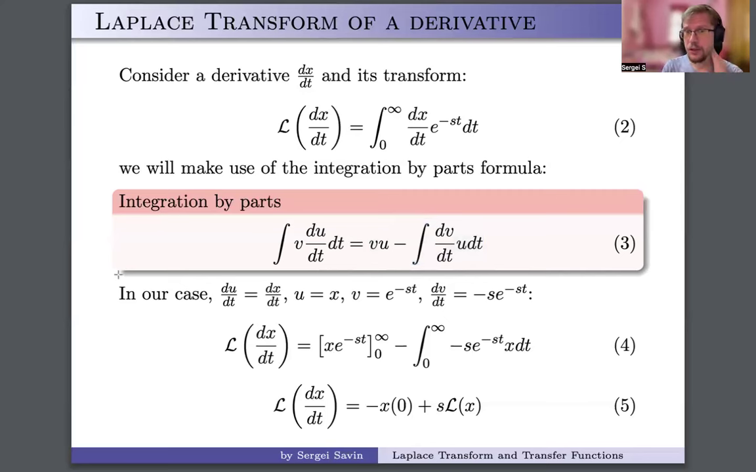Now let us consider how we are going to use this formula to work with this guy. So first, dx dt, we denote it as du dt. So here's du dt. I will try to color code everything so it is easier for you to follow what happens. So this is going to be du dt. This is not part of the final equation, it's just a part of the original equation. And v is this guy, the kernel. So the kernel is v.